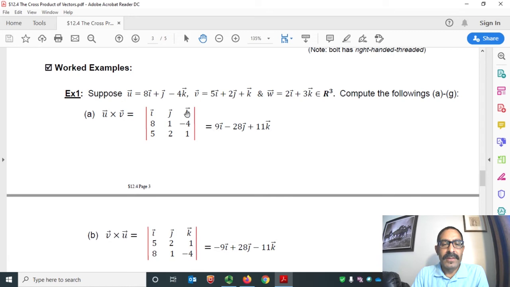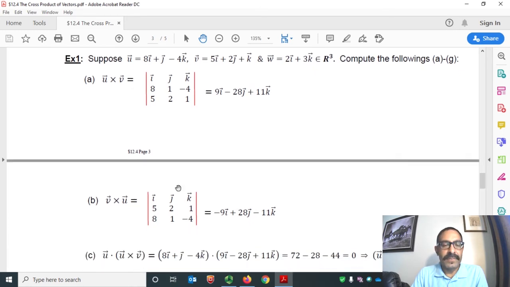Similarly, plus k, then hide the column and row involving k. Then we have the 2 by 2 determinant 8, 1, 5, 2. Multiply diagonally, and when you multiply the other diagonal, we need to put a minus sign. So 8 times 2 is 16, minus 5, so plus 11k. I hope this computation makes sense to you all. Now let's move on.